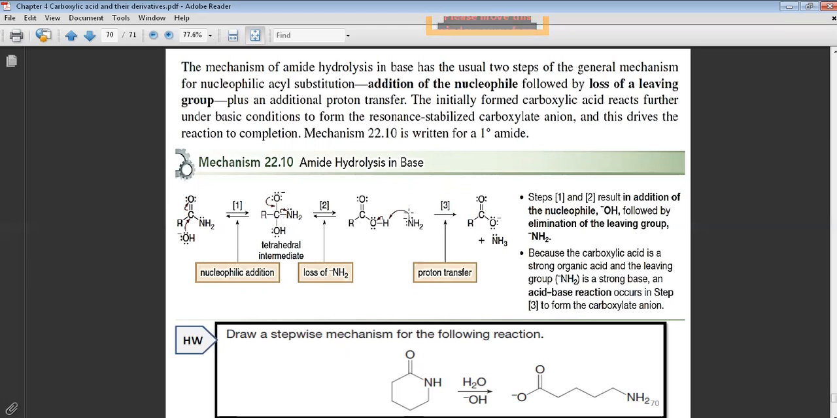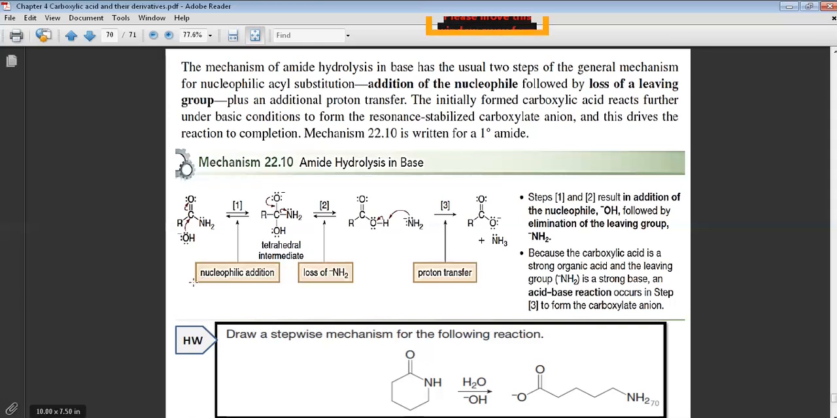from the structure. Finally, we have an acid-base reaction between NH2- and the OH group, taking a proton, and it will give you the carboxylate anion and NH3. Okay, it is an easy mechanism. I think it is an easy mechanism. If you have a question, you can ask.